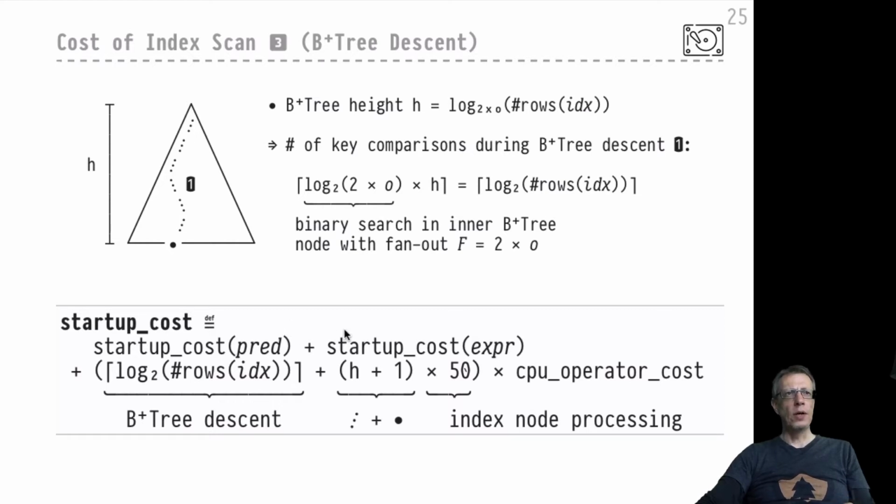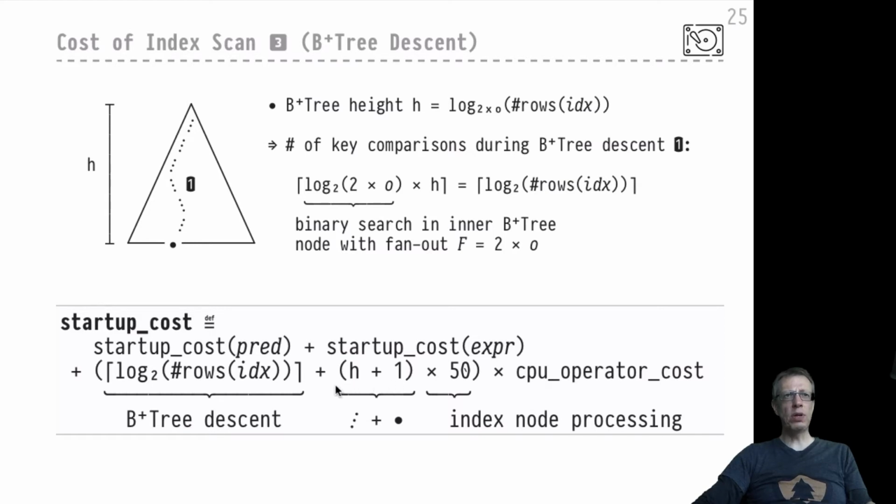To that, we have to add the cost for the B+tree descent. So that would be the number of key comparisons to be performed during the descent, and these would be multiplied with the CPU operator cost, which makes sense. These are comparisons that we would have to perform. And there's, of course, further processing that has to be done. We have to process the index nodes themselves. During the descent, we will find H of these. Then we will also access a page on the leaf level.